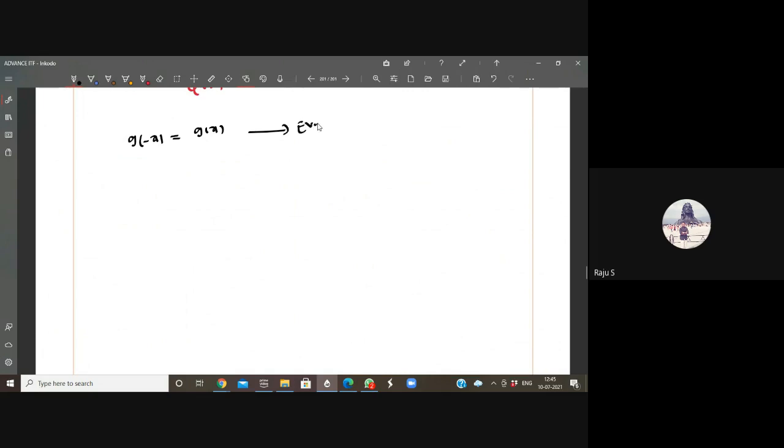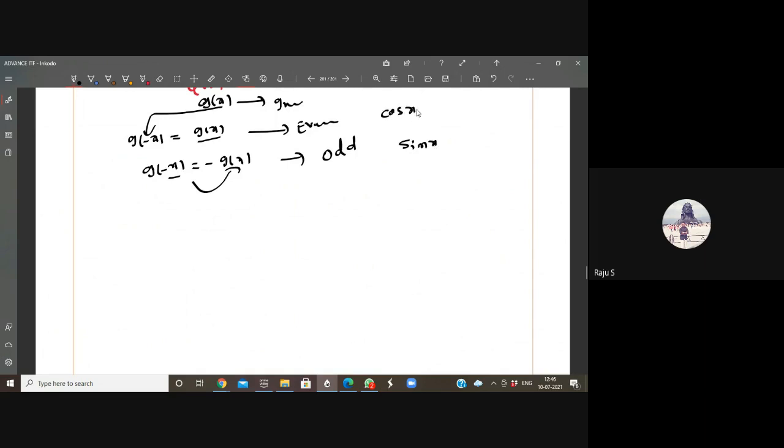Shall I say even function? When g of minus x is equal to minus of g of x, then we can say it is an odd function. Already we discussed this. You should know the idea about even functions and odd functions. Let us consider g of x as a given function. In place of x, if we replace minus x and we get the same function, that is even. Replace x by minus x, if we get minus of g of x, then odd. An odd example is sin x: sin of minus x is equal to minus sin x. An even example is cos x: cos of minus x is equal to plus cos x.